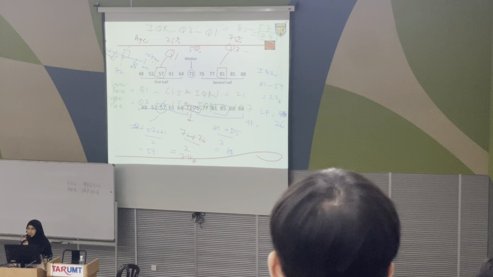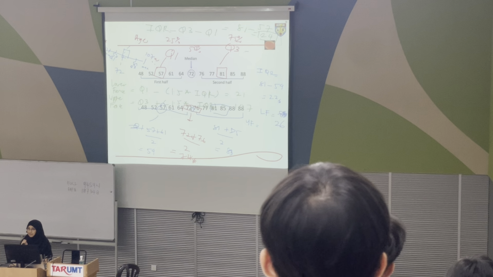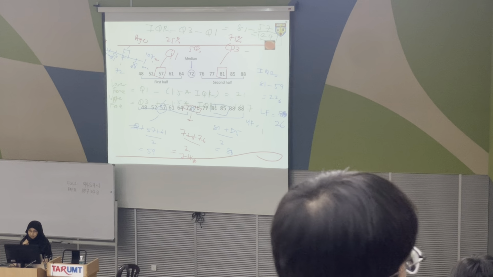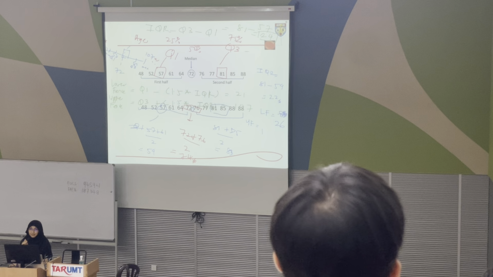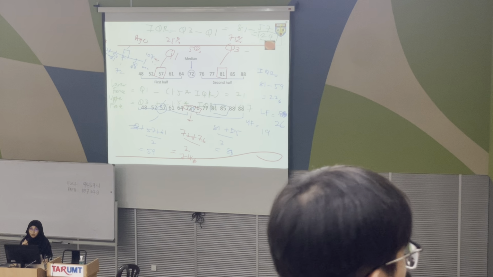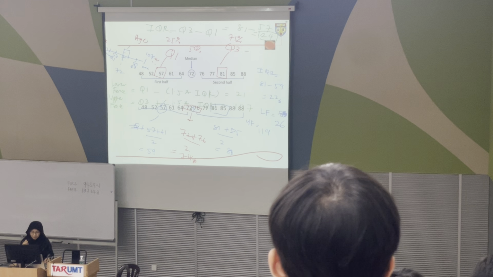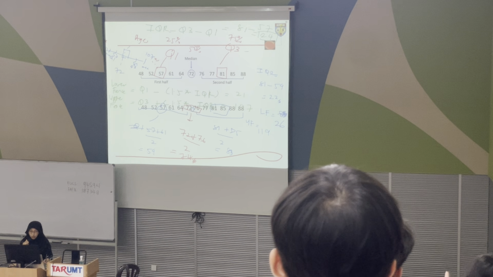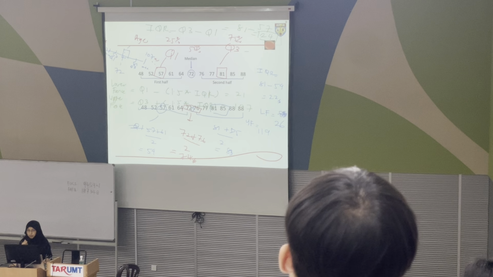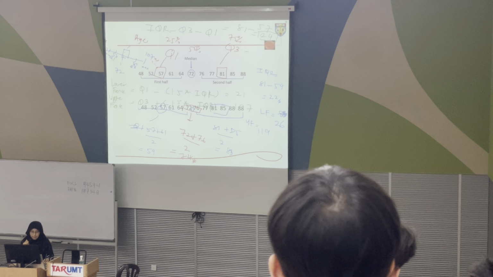The value for upper fence? 119. So 119. I trust you. Then after you have identified Q1, Q3, and also the IQR, you can draw your box plot.